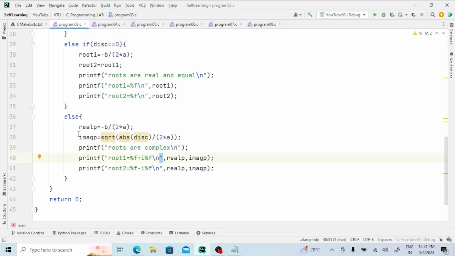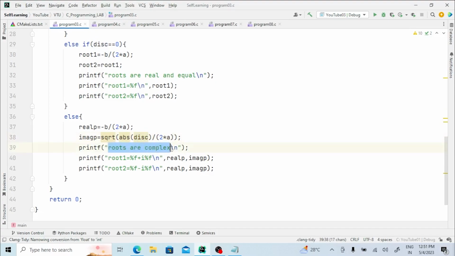So here there are basically two parts, the real and the imaginary part. For the real part it will be minus b divided by 2a, and then this is the imaginary part, imagp. I have taken the variable here as the imaginary part, and inside this we will have the square root of the absolute value of the discriminant, the positive value, and the whole has to be divided by 2a.